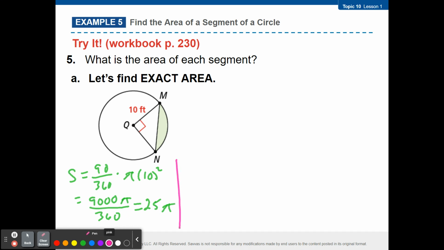Our next step is we're going to find the area of the triangle. Now this is kind of nice. This is an isosceles right triangle, so that's 10, this is 10. So we have a base and we have a height, so we can use 1/2 base times height. So the area of the triangle is going to be 1/2 times 10 times 10, which leaves us with 50.